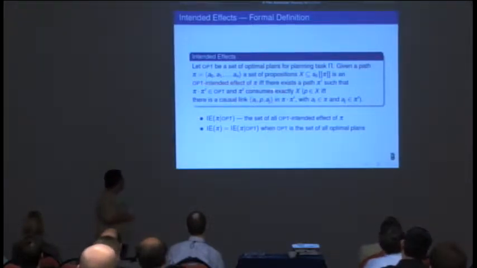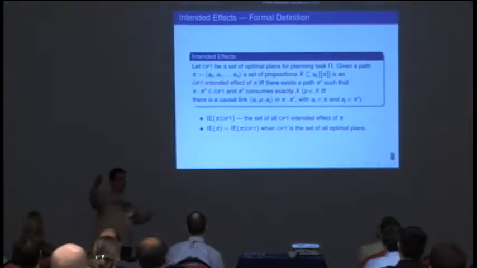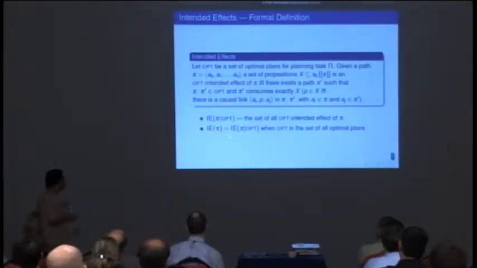And pi prime consumes X. So basically pi produces X and pi prime consumes X, and exactly X, so nothing more than X. The exact definition uses causal links. If opt is the set of all optimal plans, we're just going to call it the intended effects of pi, and otherwise we're going to have intended effects of pi with regards to opt.